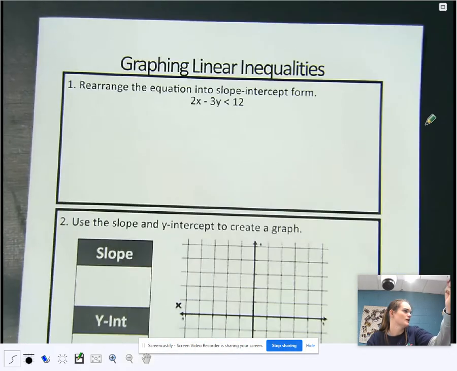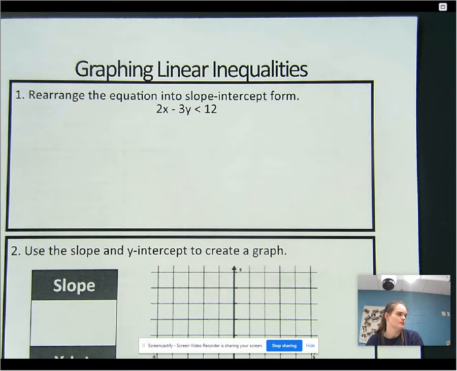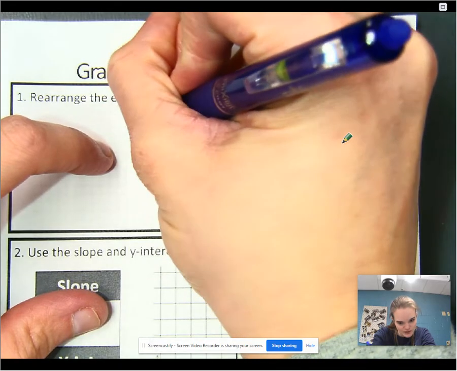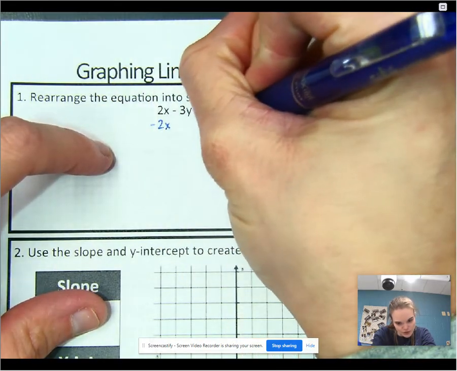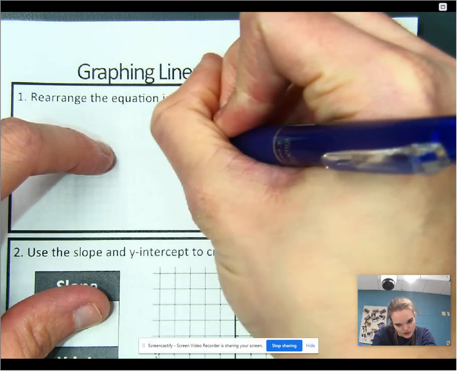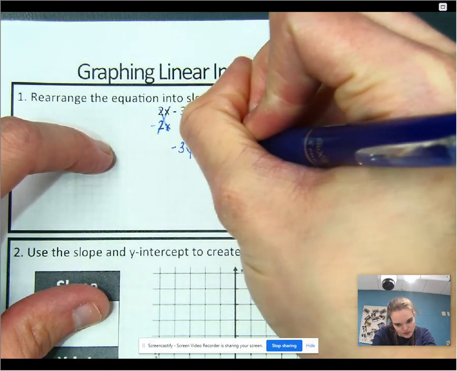So this is not in y equals mx plus b. I'm going to have to move over the 2x. I'm going to subtract it. This is part of your review at the beginning of the week. Negative 3y is less than negative 2x plus 12.